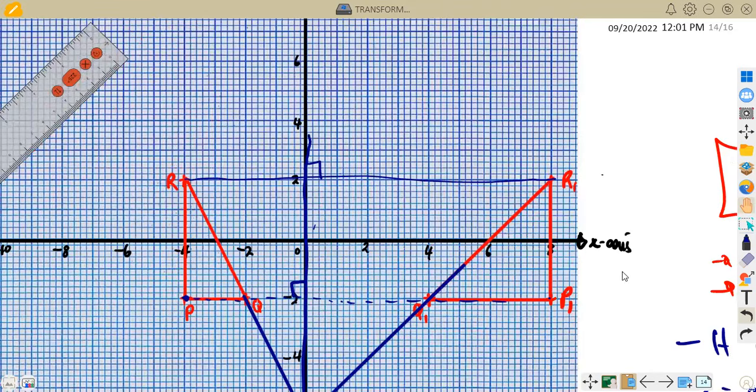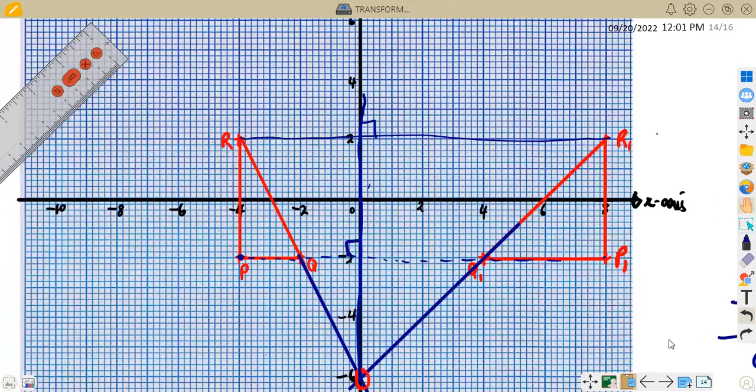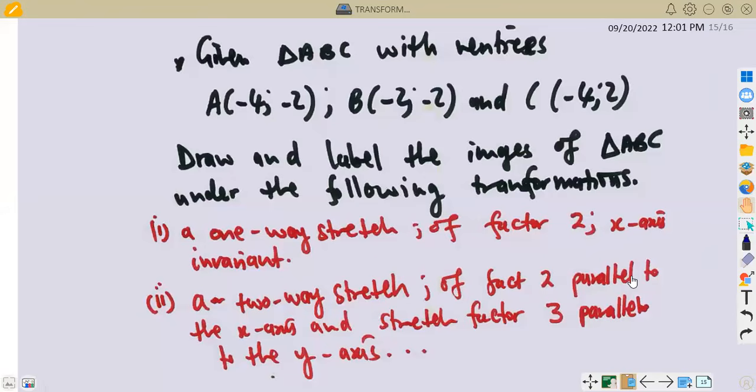So I think the one-way stretch is direct. The other type of question is going to be on the matrix concept. Like I said, you can be given matrices like this one. They are given A, B, C with vertices A, B, and C. Draw and label the images of A, B, C under the following transformation. The first one is a one-way stretch of factor 2, x-axis invariant.